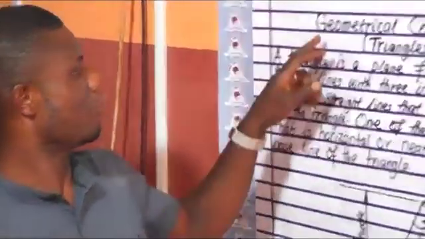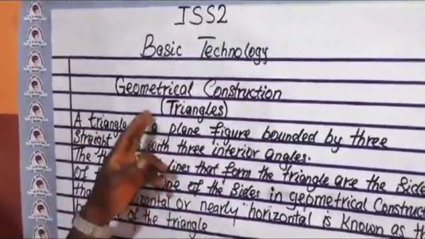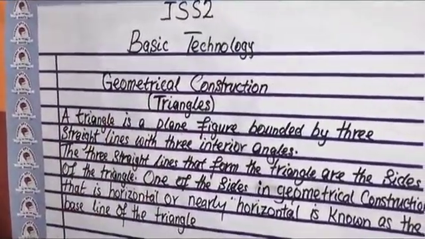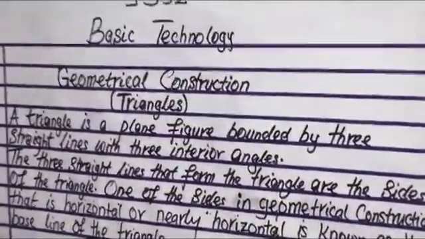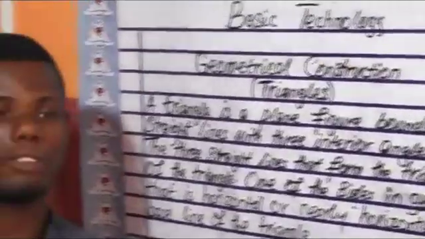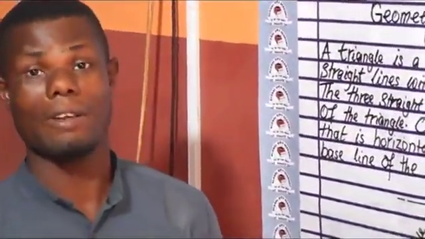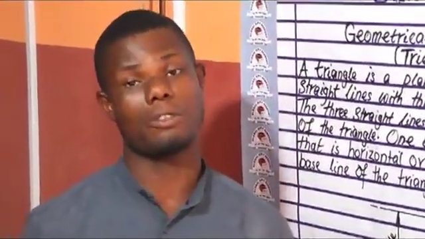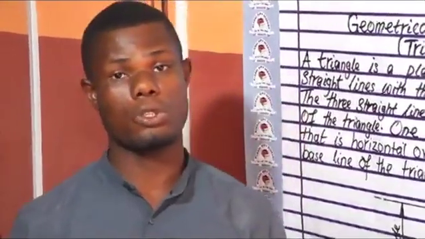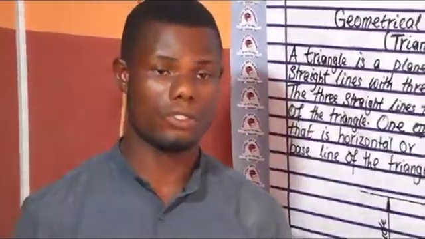Today we'll be looking at the topic geometrical construction, and under that we have triangles. We are going to be talking about triangles today. At the end of this lesson, you should be able to define what a triangle is, identify triangles, and be able to construct any type of triangles. You should also be able to inscribe and circumscribe circles in any given triangle.